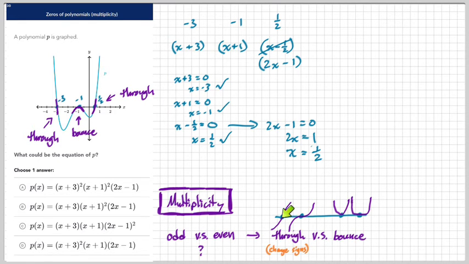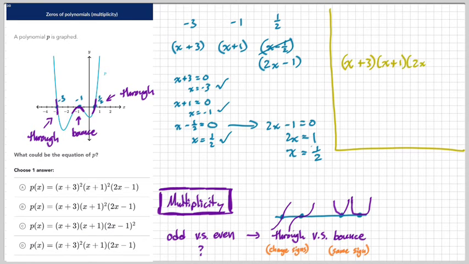Just know that when you're going through, the sign changes. See, right here we're positive, then we're negative. I'm sorry, we're negative, then we're positive, and then we're negative, and we're positive. Right here, we're positive first, and then we're negative. This one's negative, then positive. Through changes sign, but when you bounce, the sign stays the same. You get the same sign.